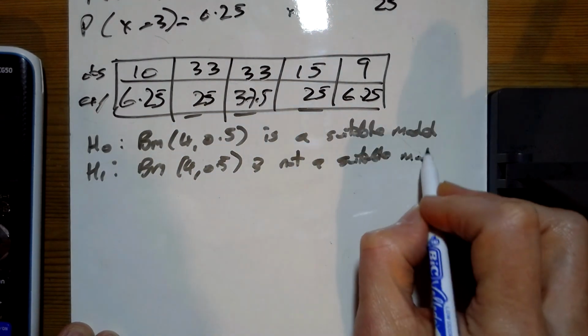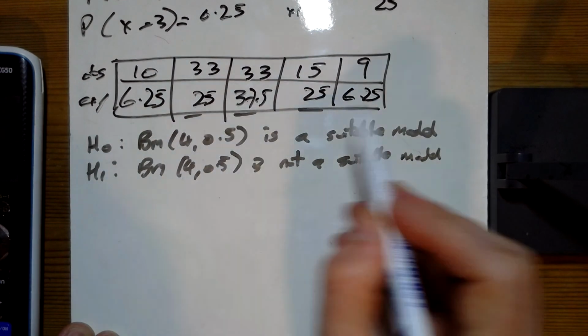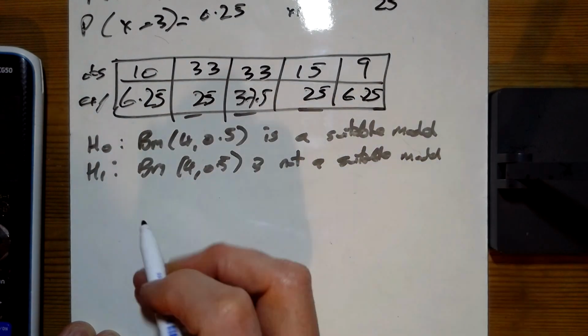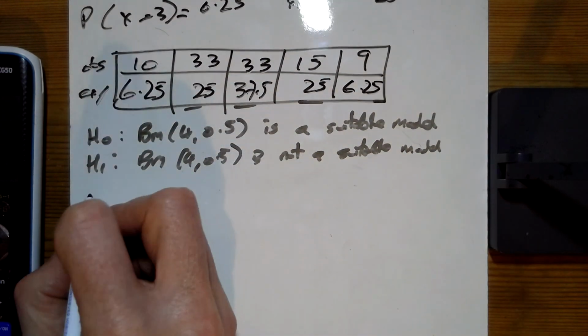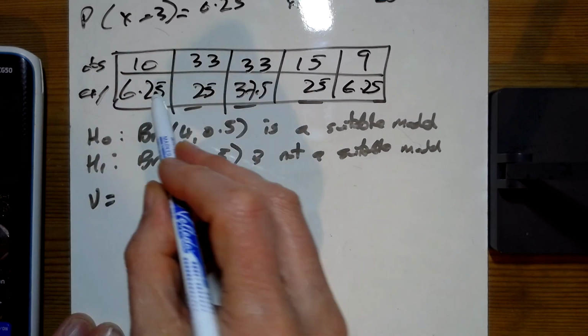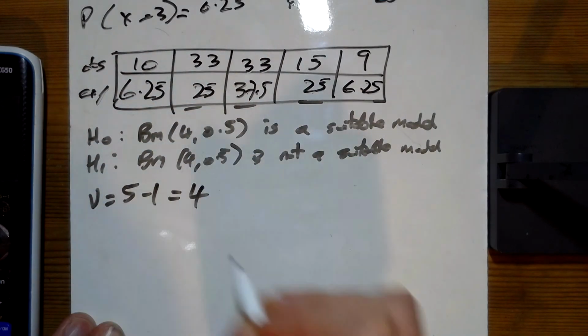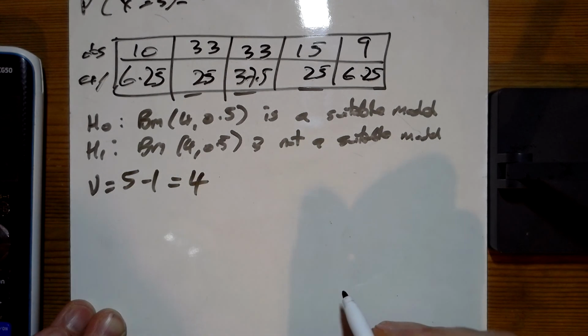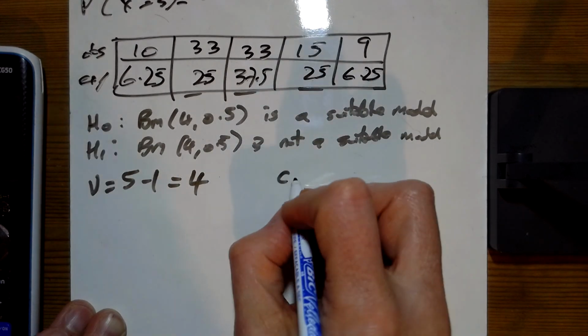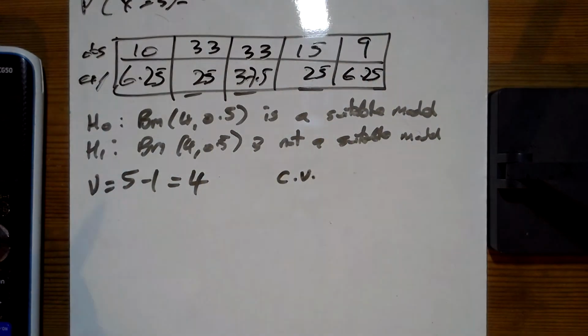You notice those expected values there, all of those are decent numbers, they're all above 5. So our degrees of freedom here is just going to be 1, 2, 3, 4, 5. 5 take away 1, which equals 4. Probably got another mark for that. That tells me what my critical value is going to be. Let's use this from the calculator, shall we?